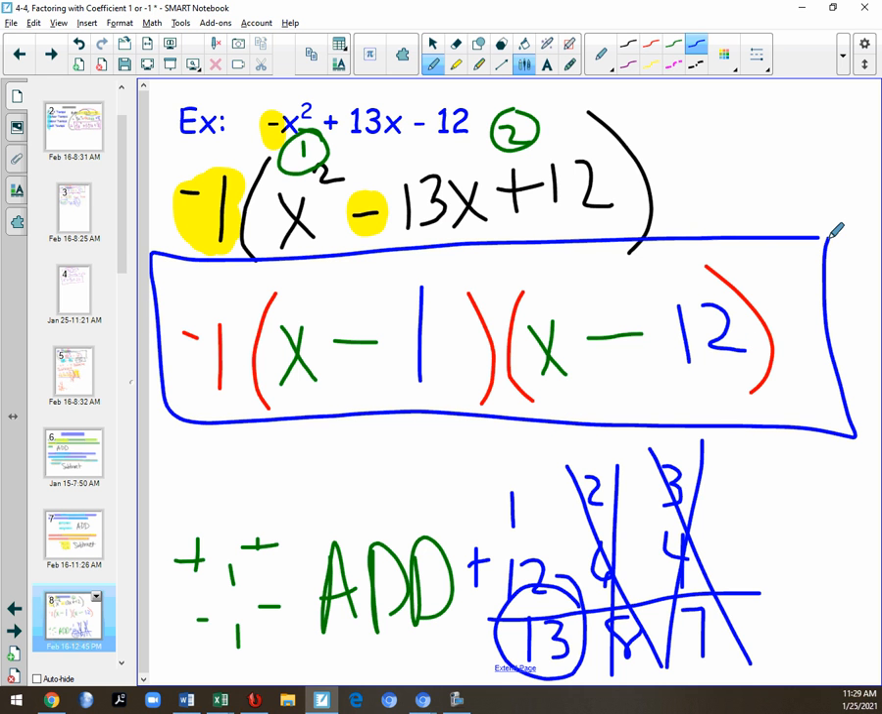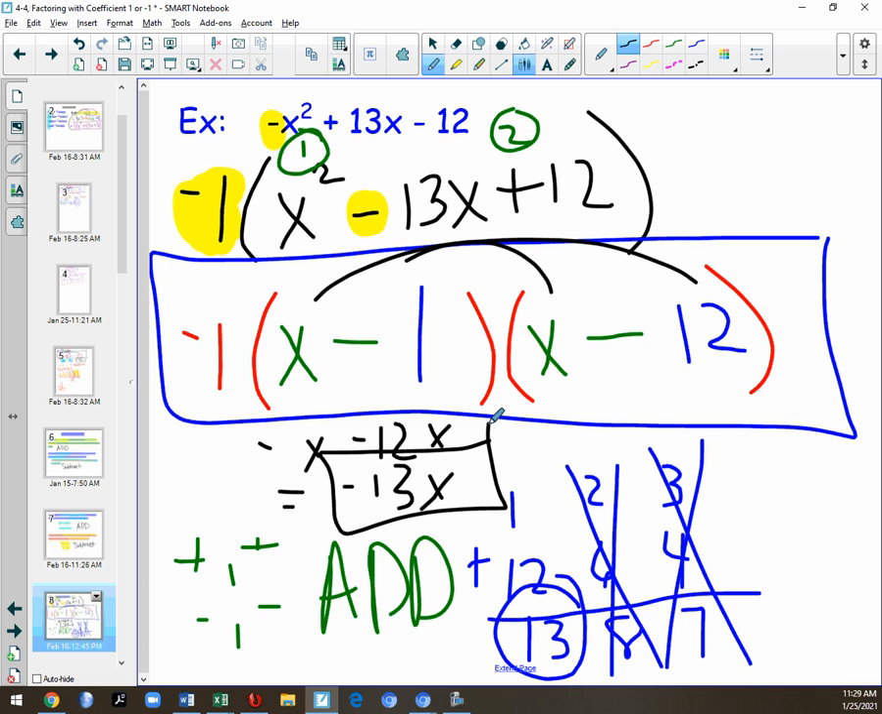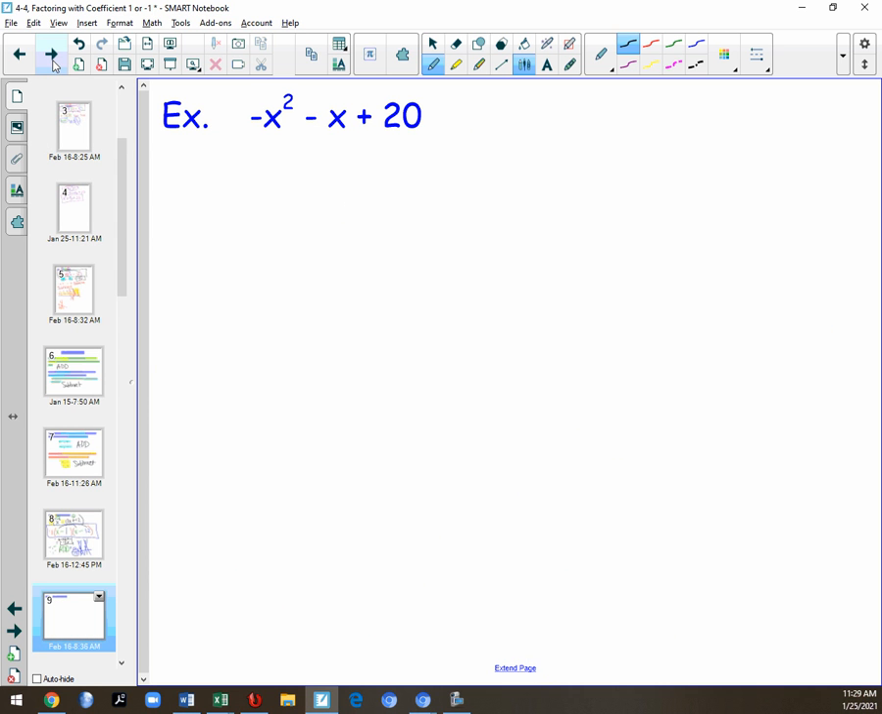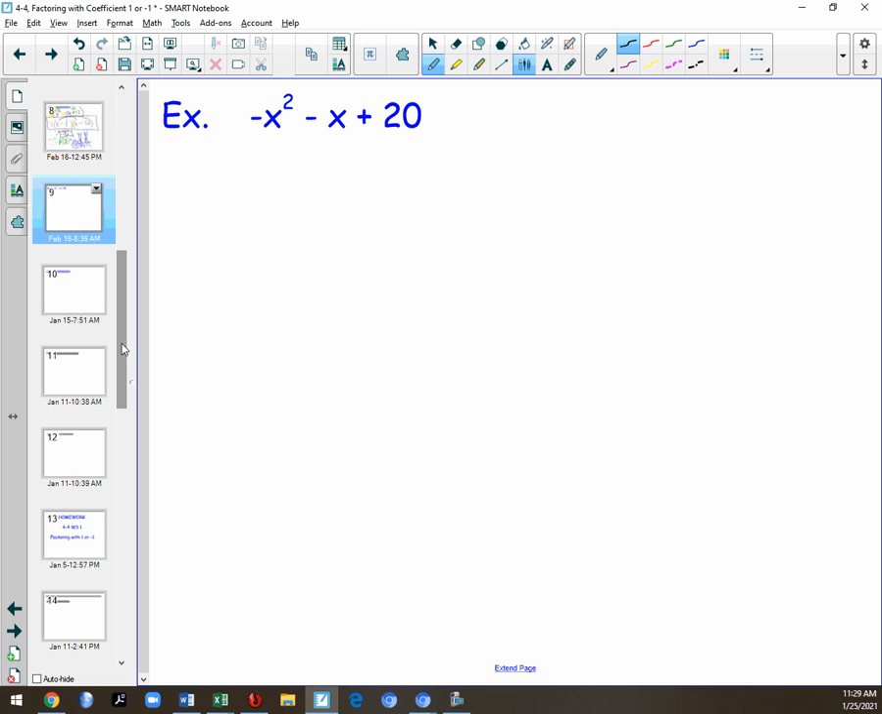This whole thing is your answer. How do I check to know that I'm right? Inners, -x. Outers, -12x. To give me a -13x that I know I'm right. Okay? Let's do it again. Okay? Now, same thing. What we're going to do is we're going to pull out that -1.